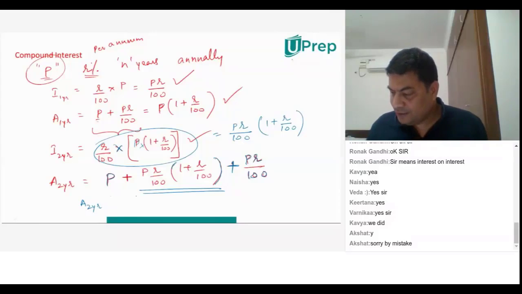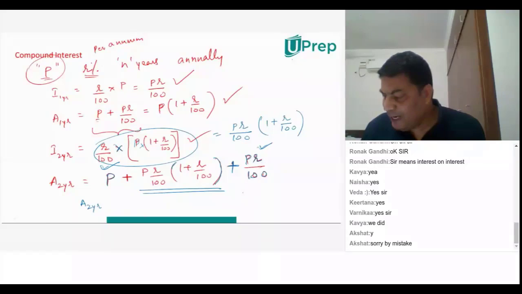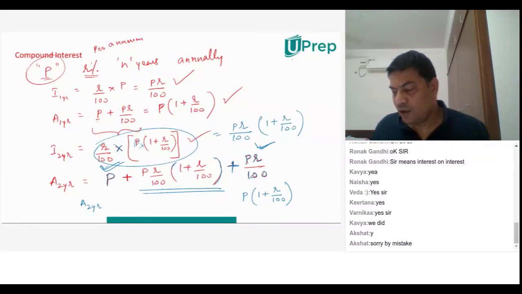Now, look here. Now we have here P plus PR by 100. Can you see this P, this PR by 100? From these two, can I take P taken common? Can I write it as 1 plus R by 100? Yes, sir. From this and this. Okay? Plus, from these two, it is PR by 100 into 1 plus R by 100.